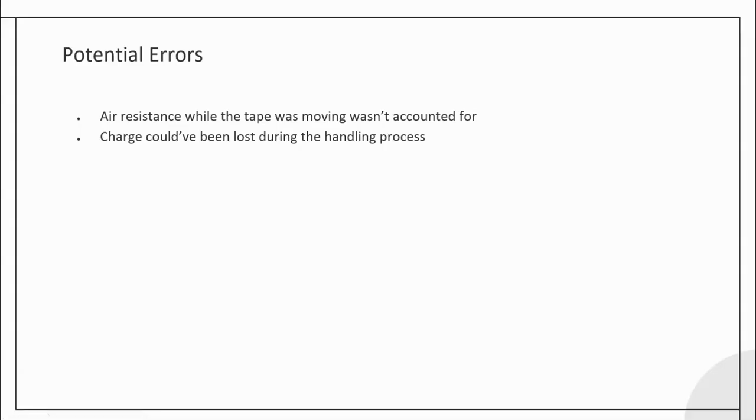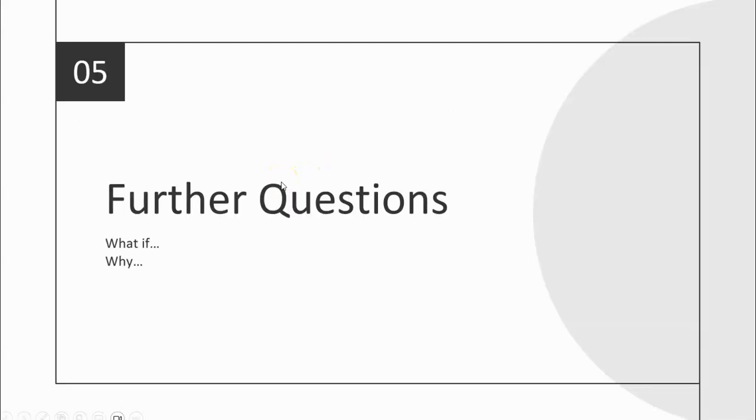Some potential errors that could have occurred in this experiment were that there was air resistance on the moving tapes, but we didn't account for that. And also charge could have been lost while we were handling the tape, so the observed deflection distance could have been different than what it actually should have been, so the charge could have been calculated wrong.